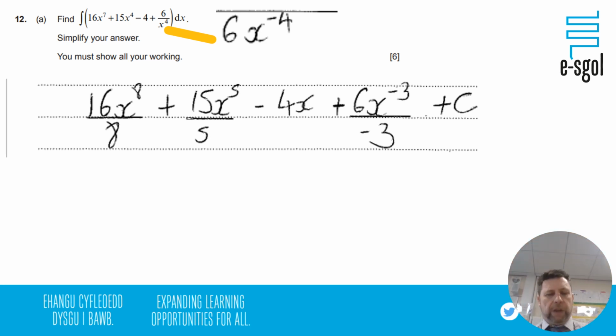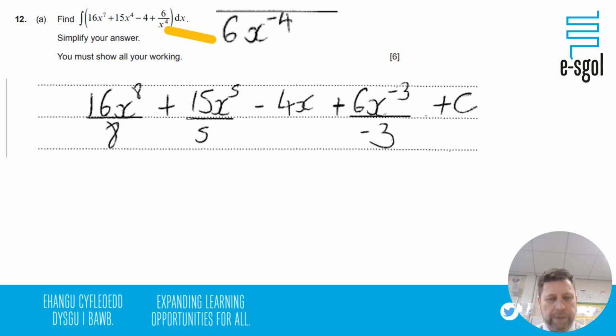So where did I get those full answers from? Increase the power 8, divide by the new power. Increase the power 5, divide by the new power. Okay, the next are a bit trickier. Increase 4. Well, in theory, that says 4 to the power of x, 4x to the power of 0. So you increase it to the power of 1 and divide by 1. You hopefully know that the differential of 4x would go to 4, so the integral is just the reverse.